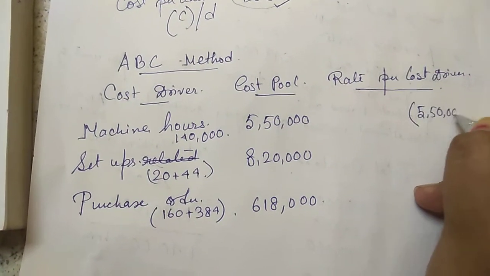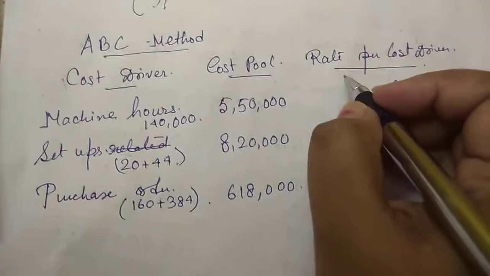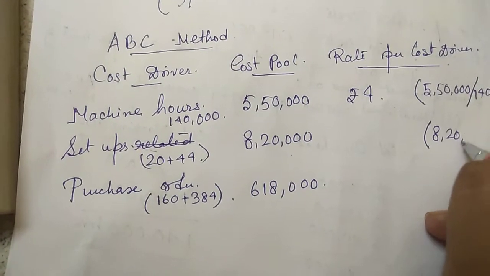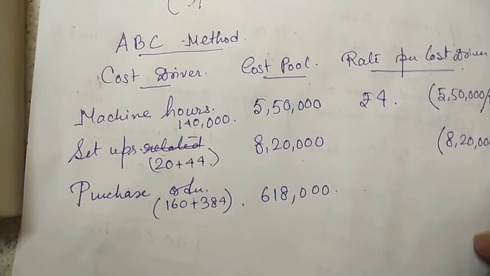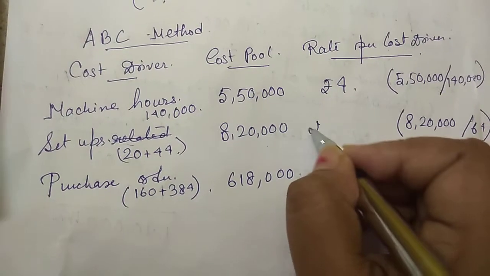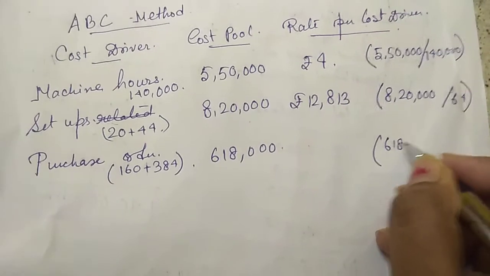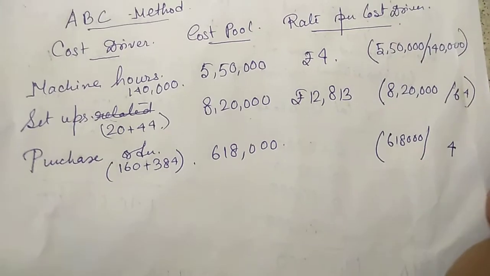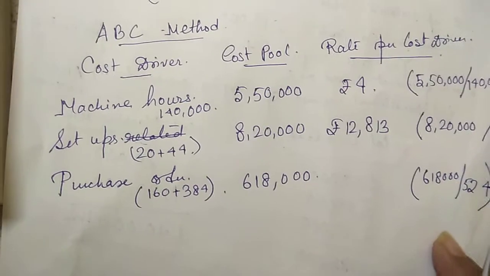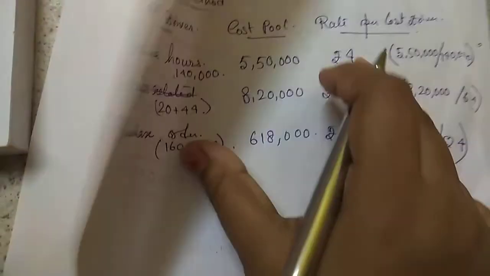So 5,50,000 divided by 1,40,000 is coming to rupees 4. Here 8,20,000 divided by 64 is coming to rupees 12,813. Here 6,18,000 divided by 544 is coming to rupees 1136.